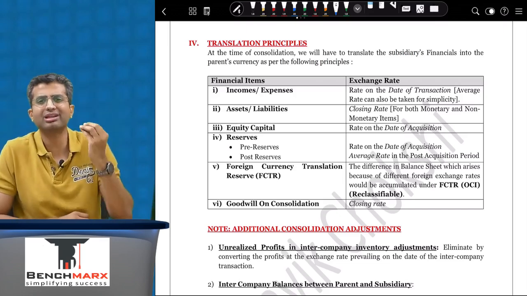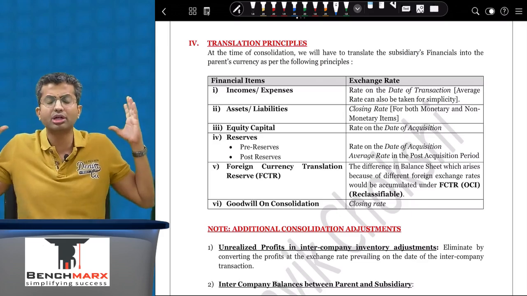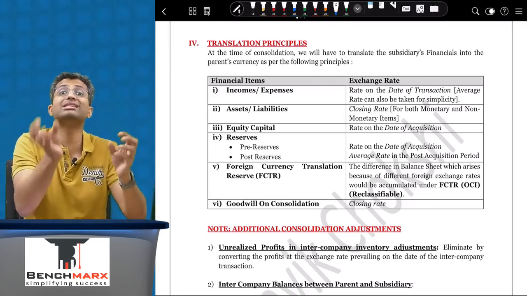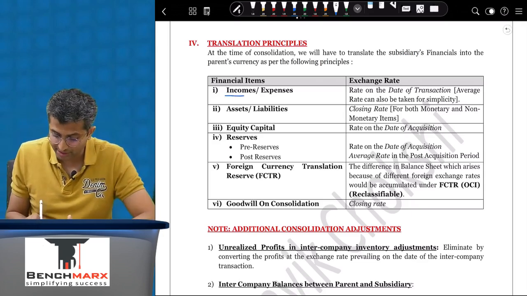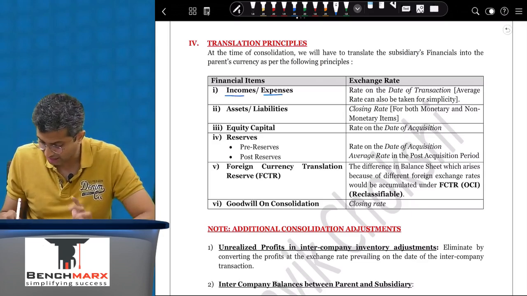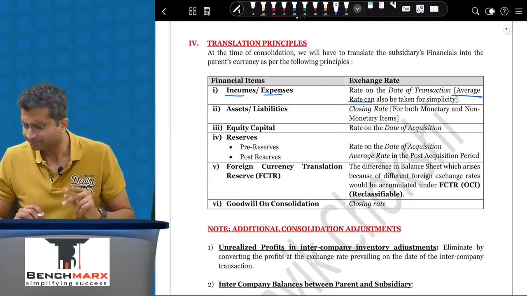And hence the institute gives you a little leeway. It says, okay, we understand that there will be tons of transactions. You can use the average rate to convert these incomes or expenses, converted at the average rate for simplicity, and this is typically what is going to come in your exam.